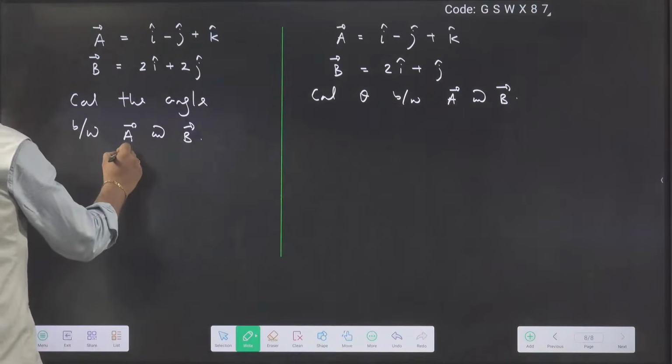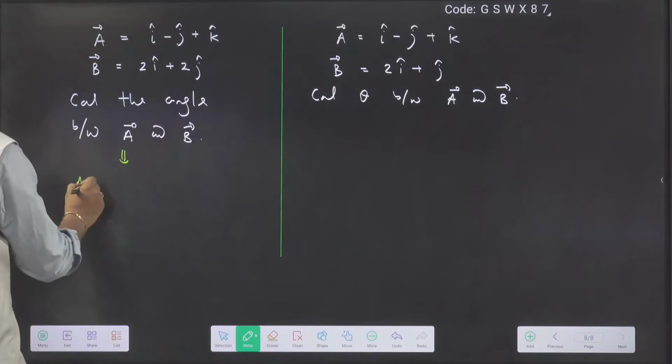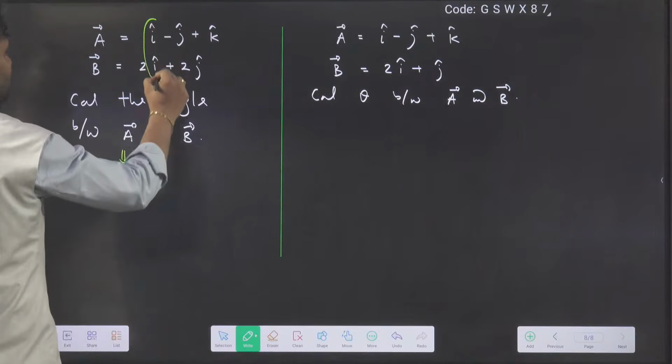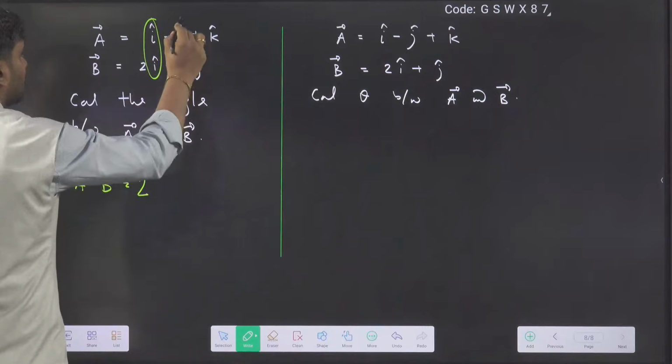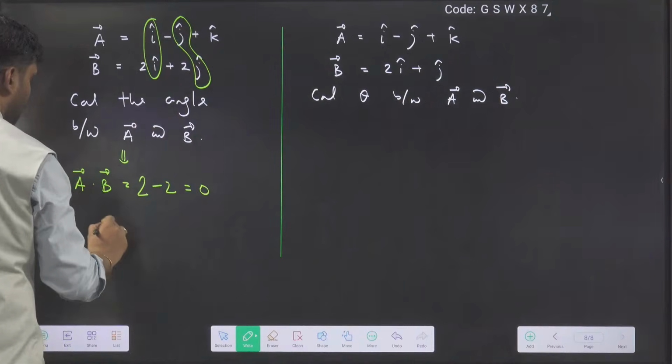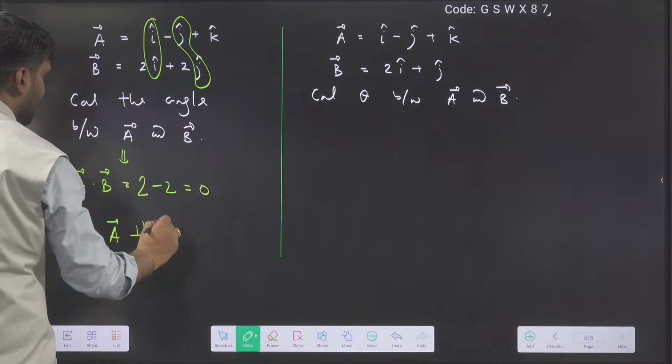So this first one, this is pretty easy. The moment I do A vector dot B vector is equal to, I with I becomes 2, J with J becomes minus 2, it becomes 0. So it is done. A is perpendicular to B vector.